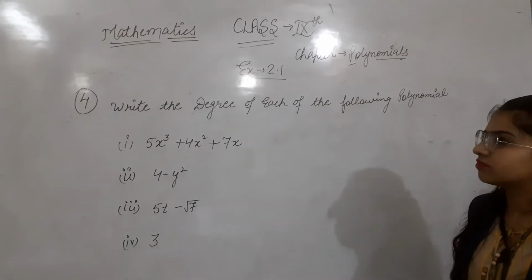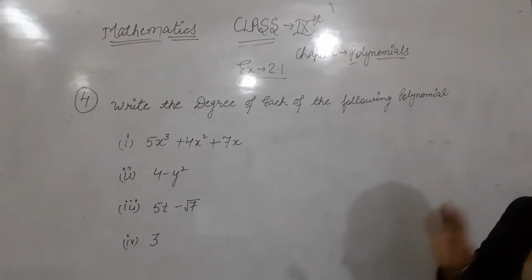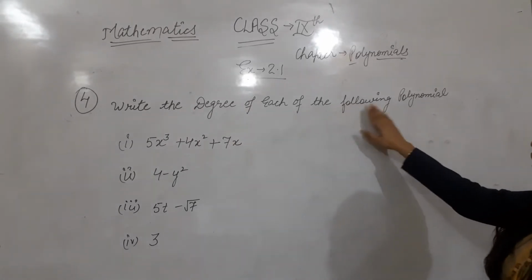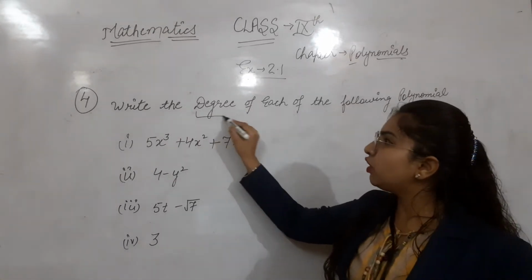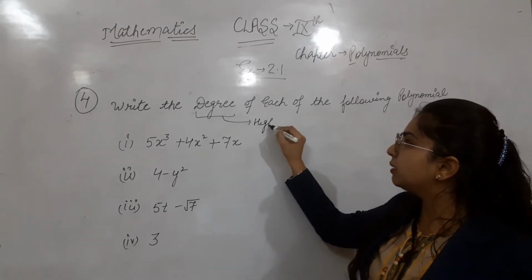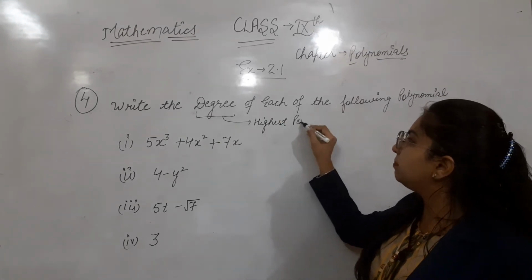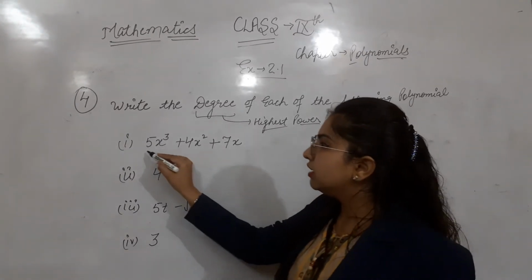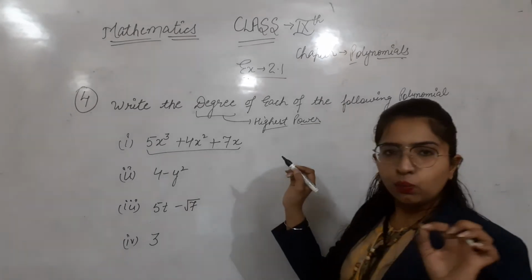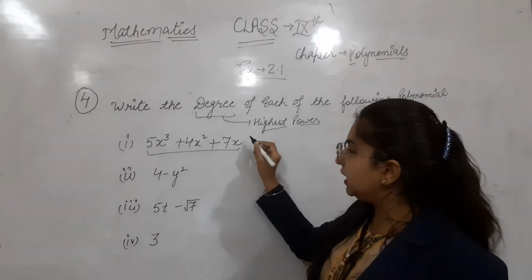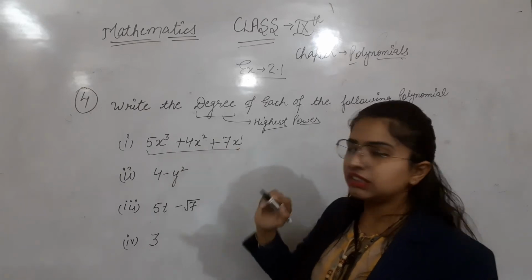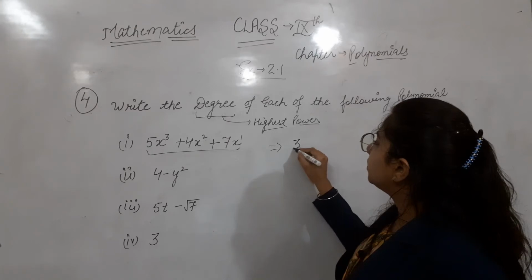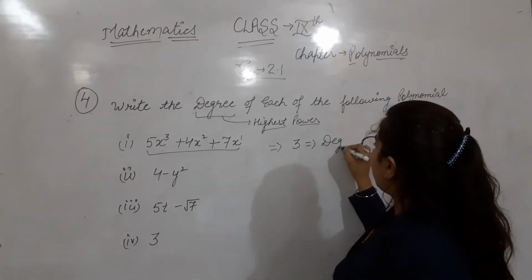Now, so our fourth question is, listen to me carefully. What's the question? Write the degree of each of the following polynomial. Degree, what I have told you, highest power in the polynomial. Highest, the maximum power of the polynomial we call degree. Okay, coming to the first part. This one is a polynomial. Let's see what's the highest power or degree. X is 1, x is 2, x is 3. Highest power is x raised to power 3. Then degree will be 3. 3 is equals to degree of this polynomial.